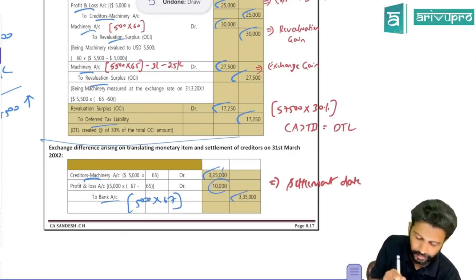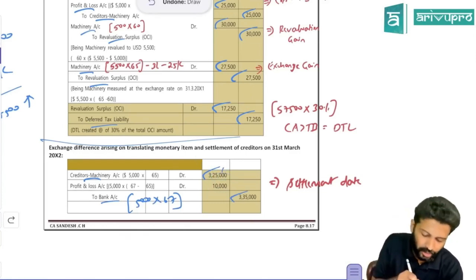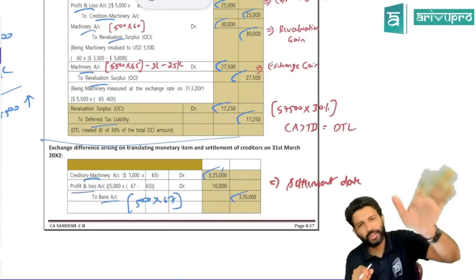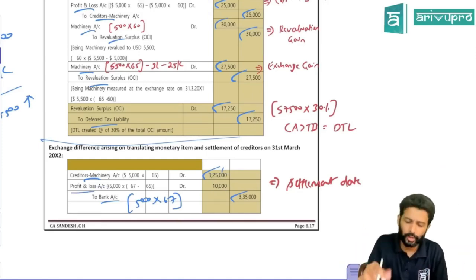So there is a difference. Where is the difference? 10,000. That will be transferred to P&L account. For settlement, use the settlement date's spot rate. If there is any gain or loss related to a monetary item, transfer it to the P&L account.